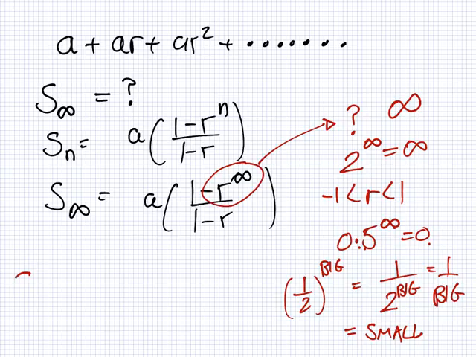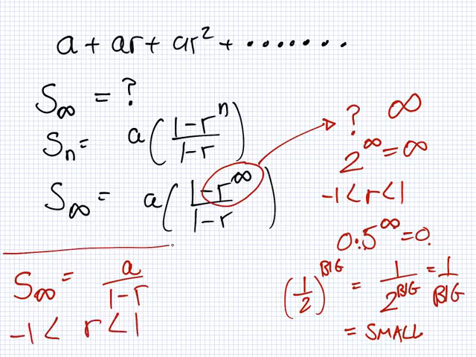So we have our formula, S infinity is a over 1 minus r. However, we must say that r is between minus 1 and 1. If it's not, then the answer will be infinity. So if we want to make it convergent, we need r to be between minus 1 and 1. So this is our first formula for today. If you write this down, we'll have a look at an example.